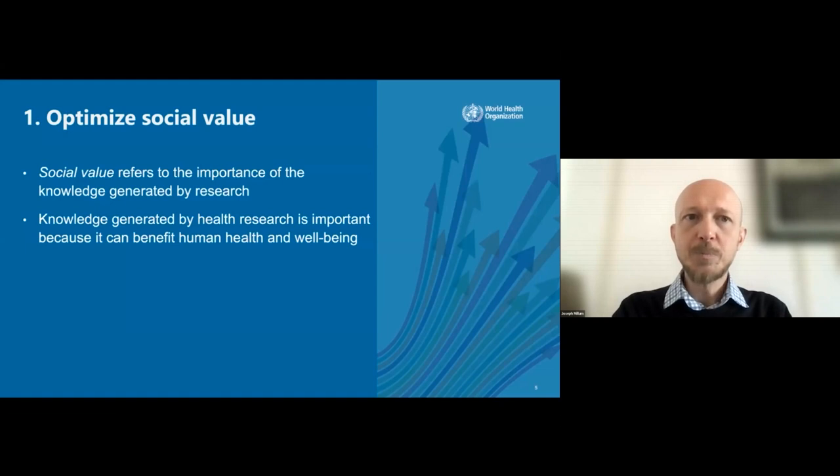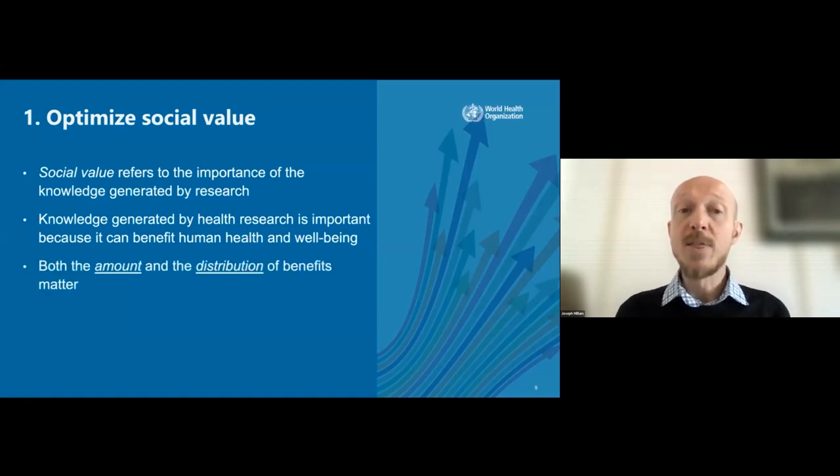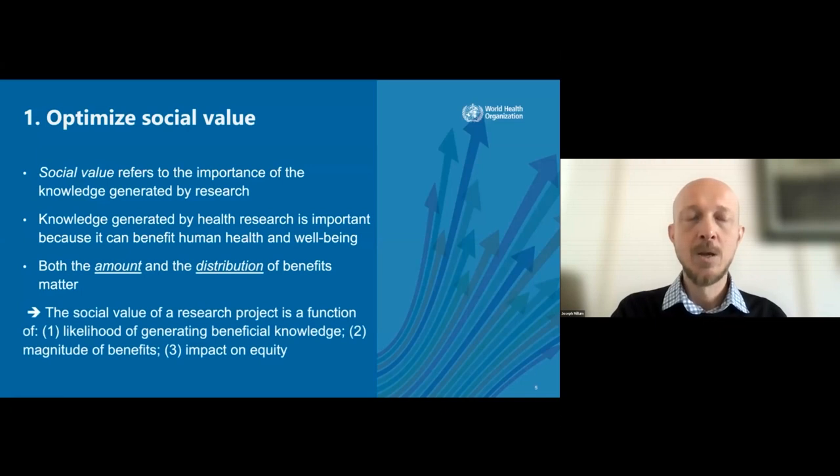So that's what the social value of health research is. Now, when we're thinking about how benefits to human health and well-being matter, we care about both the amount of those benefits and how they're distributed. So research that is more beneficial is, all things equal, better, but also research that leads to reduction in inequity is better. For example, research whose benefits are expected to go to those who are most disadvantaged. Consequently, we define the social value of a research project more specifically as a function of the likelihood that a research project will generate beneficial knowledge, the magnitude of the benefits if they were to result, and the impact on equity. So there are 3 components here going into what social value is.